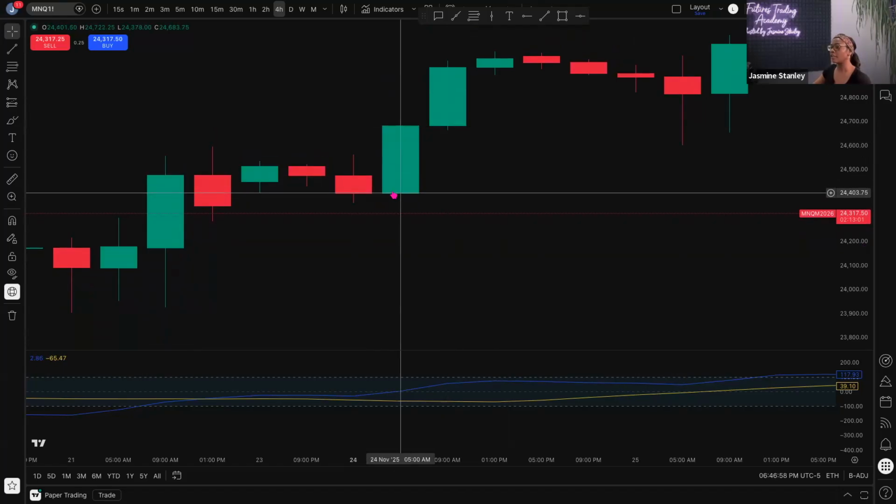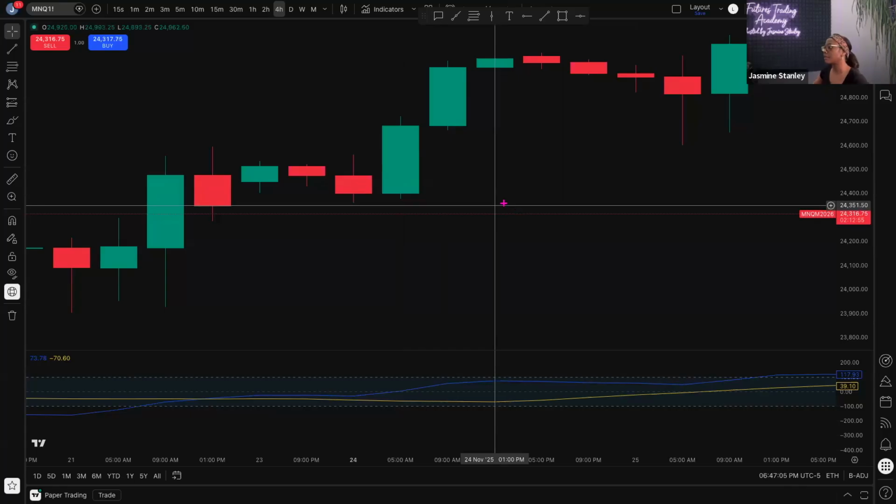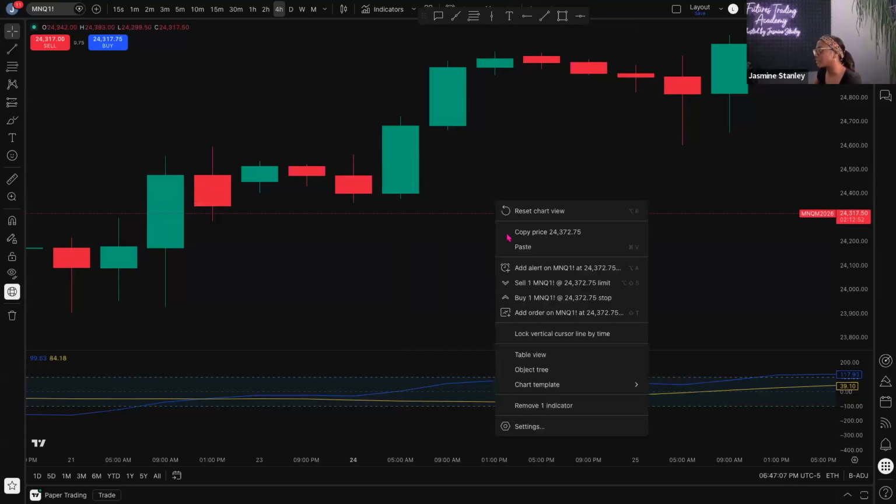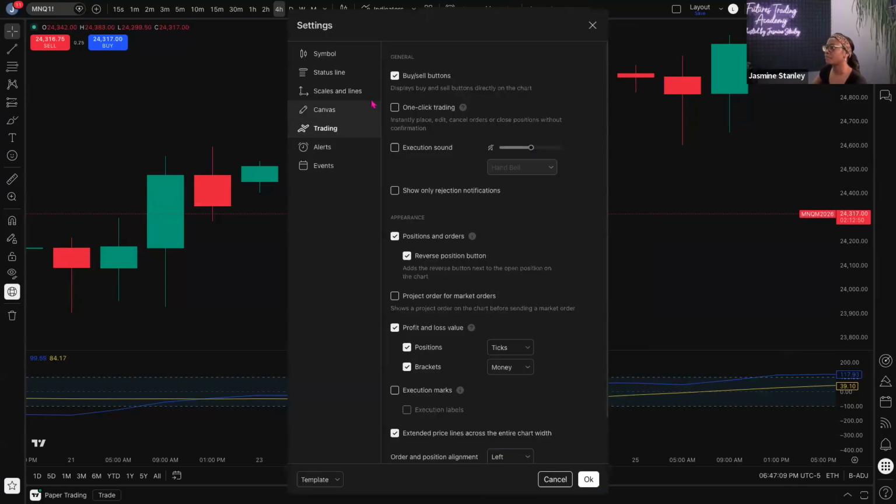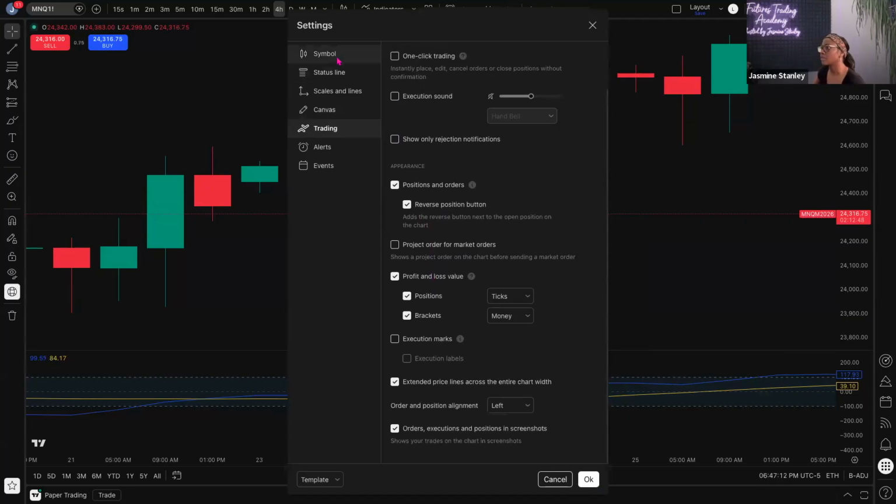So it started down here. When this candle started forming, it started right here, this little thing. Let me see if I can get my crosshair off. Let's see if I can take off this crosshair.